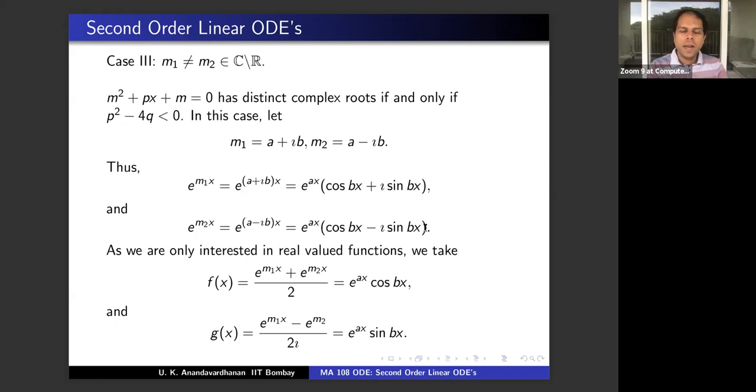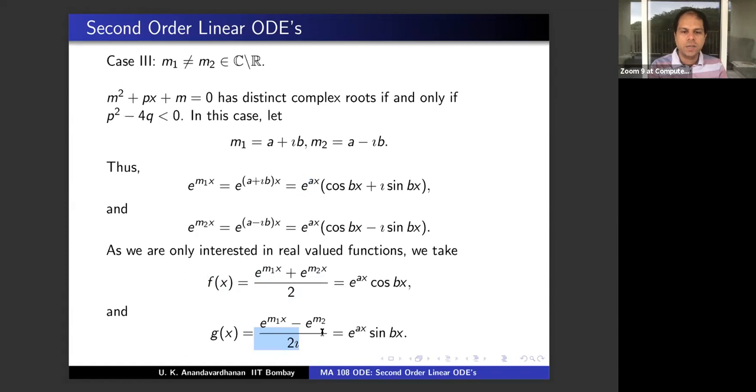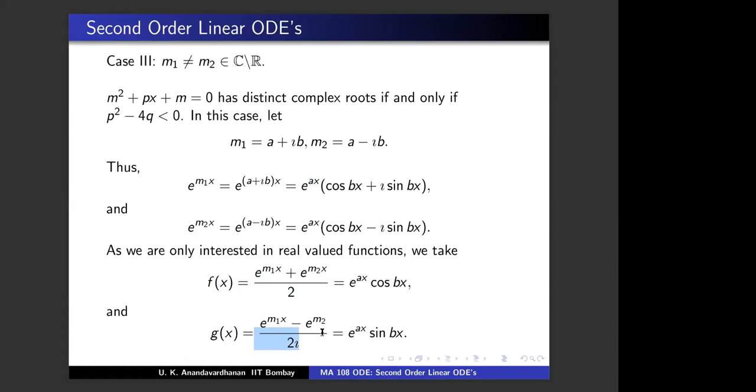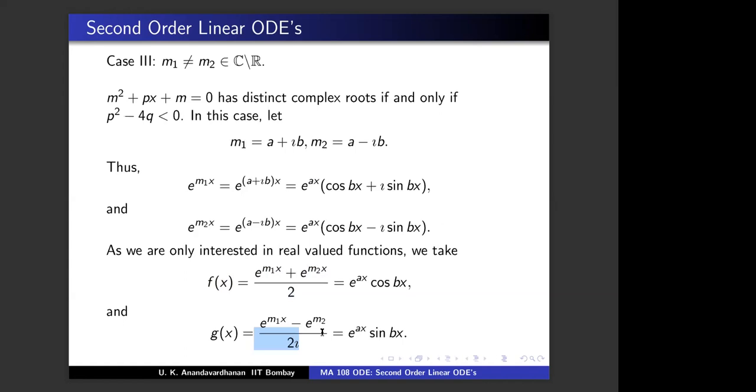If you allowed complex valued solutions, then you can say that e power m1x and e power m2x themselves are the answers. But we are interested in real valued functions, and therefore I have converted it like this, exactly as you suggested. The real part and imaginary part separately will give you solutions. Correct. That's exactly the argument here. This is by definition the real part, and this is by definition the imaginary part. Whenever you get a solution which is complex valued, just take the real part and the imaginary part. Yes, that is correct. That will work.